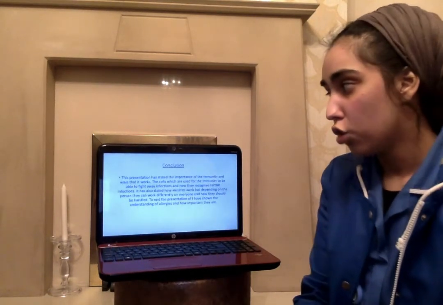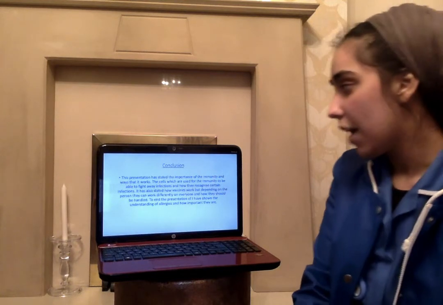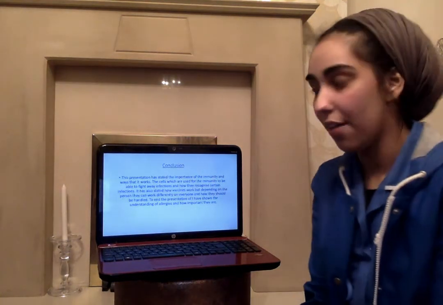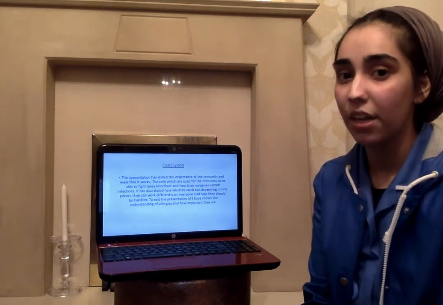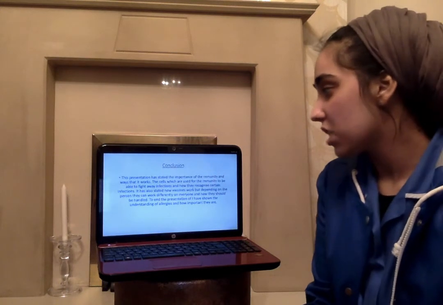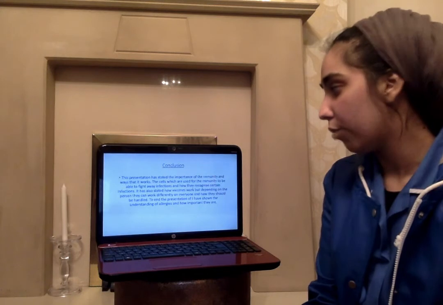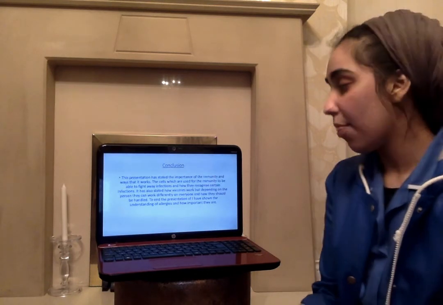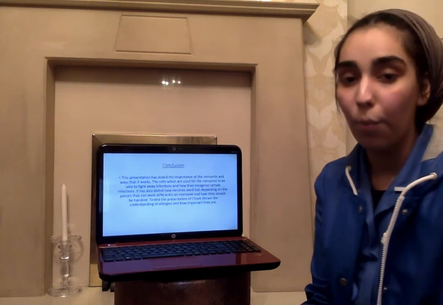Right, so to conclude this presentation, it has stated the importance of immunity and the ways that it works, the cells which are used for immunity to be able to fight away infections, and how they recognise certain infections. It has also stated how vaccines work, but depending on the person, they can work differently on everyone and how they should be handled. To end the presentation, I have shown the understanding of allergies and how important they are.